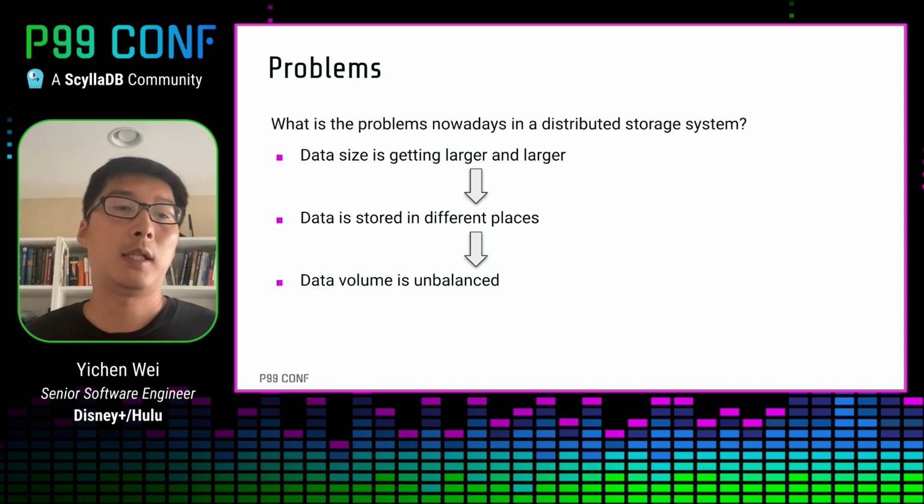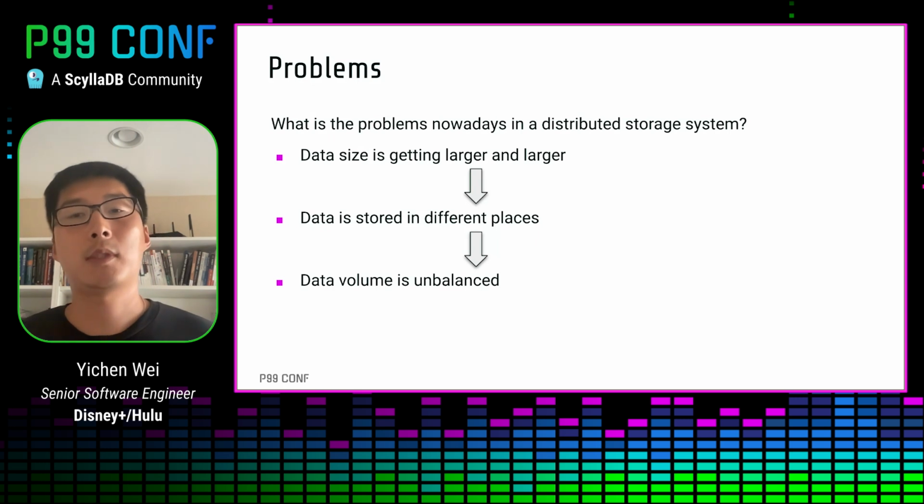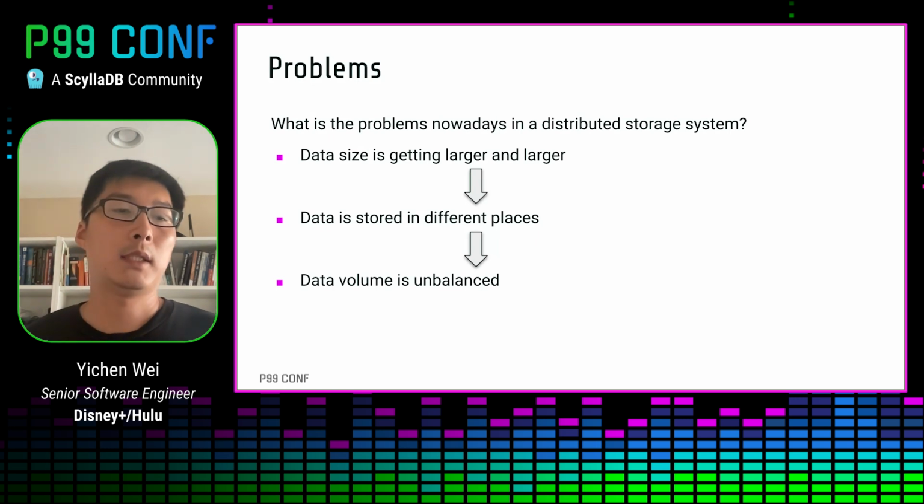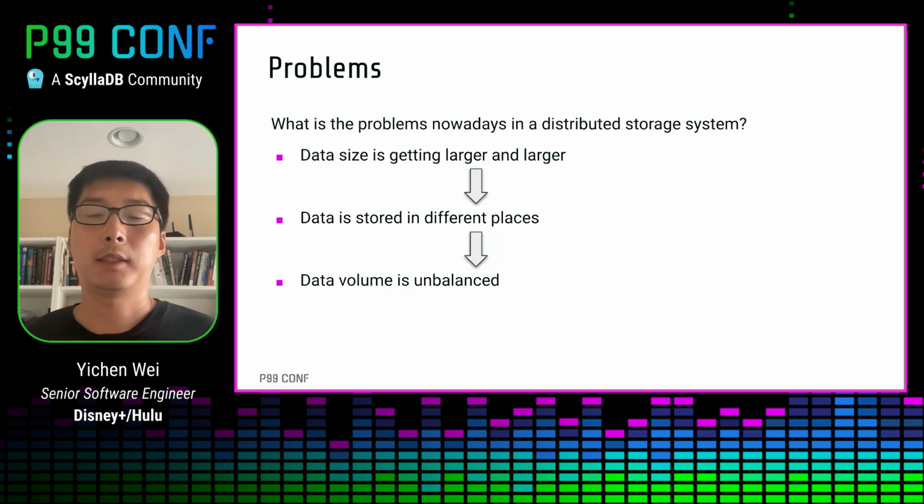Nowadays, the data size is getting larger and larger in our systems. And the second one is that data is stored in different places. In architectures like data lakes, and with the increasing usage of large language models, data could be in any format, anywhere.